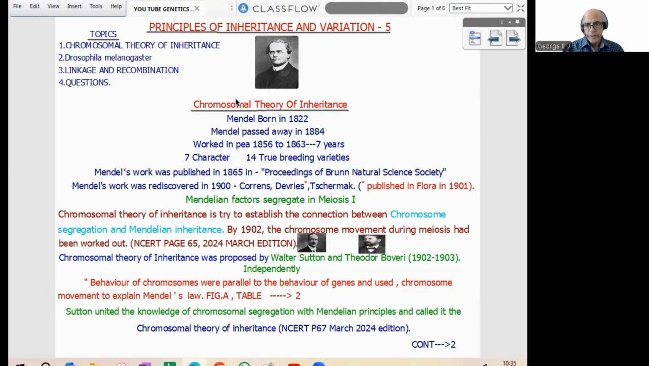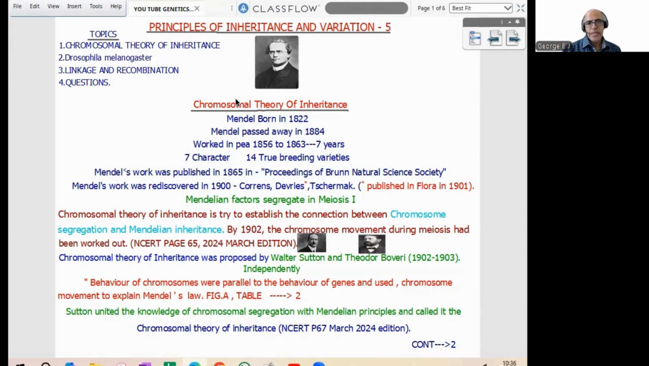Before getting into it, we should analyze a little bit of background, some historical events. Mendel was born in 1822 and passed away in 1884. He worked mainly in Pisum sativum from 1856 to 1863, so 7 years. He took 7 characters and 14 true breeding varieties. Mendel's work was published in 1865 in the Proceedings of the Brunn Natural Science Society.